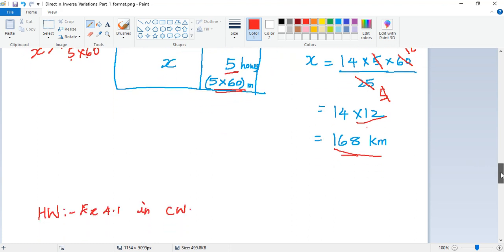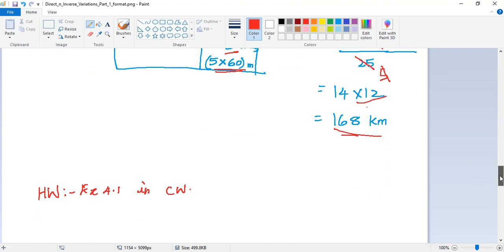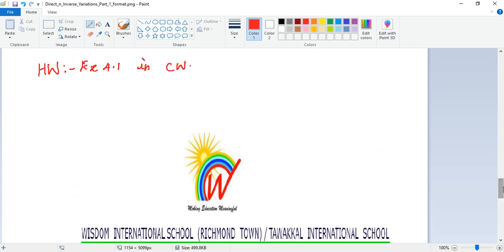Okay. So that is how you do it. This whole problem is based on this. So I hope you understood the table method. That's the simpler, easier method, and there are fewer chances of making mistakes. So just follow this method and complete this exercise 4.1 in your classwork.